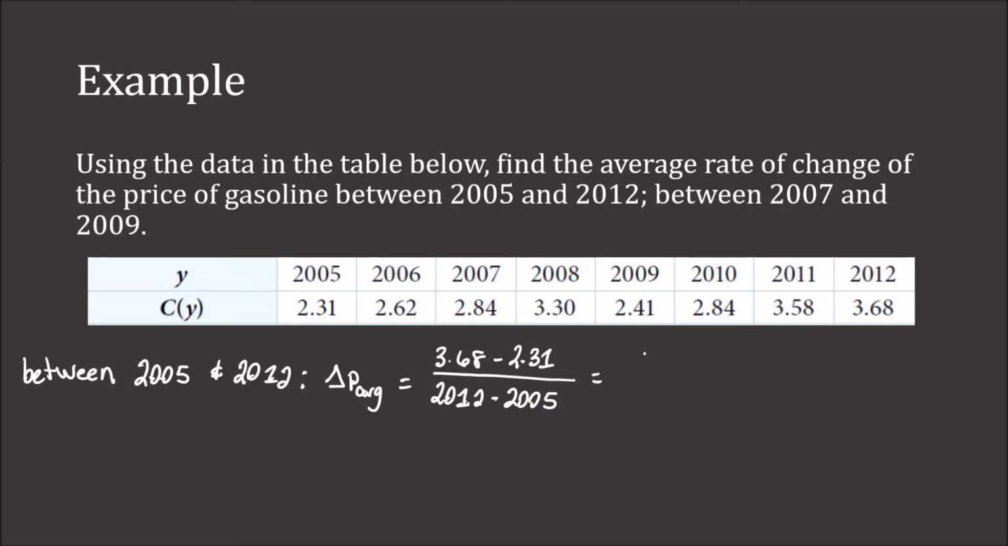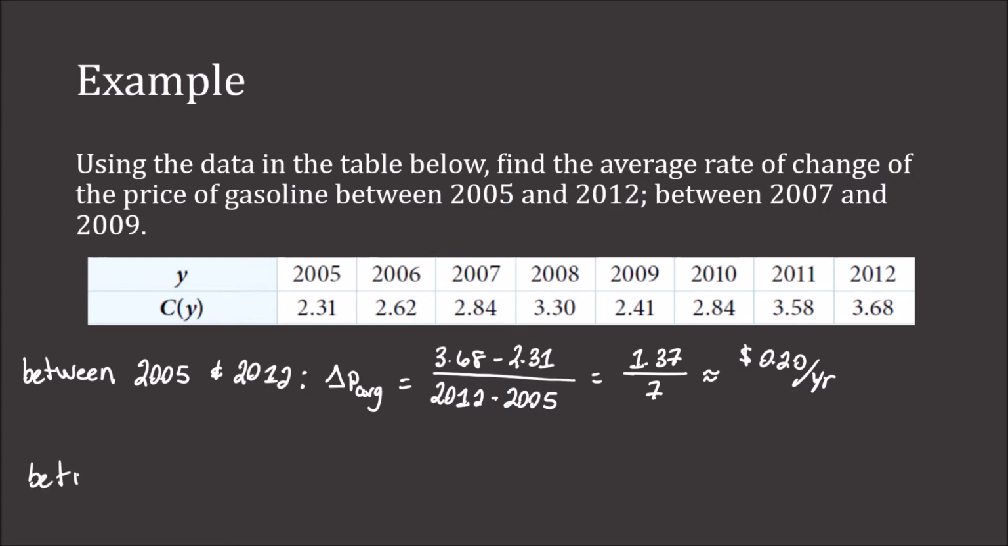So we wind up with 1.37 over 7, and this will wind up being 0.20. Now for units, it's dollars per year. So the average rate of change of the price of gasoline between 2005 and 2012 was about 20 cents a year. So it increased by 20 cents every year on average.